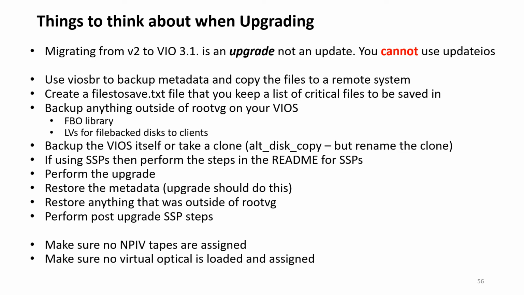We're going to take a backup. I also create a files to save.txt file, and in that I have a list of files that I think are important that I want to save. And it saves them in a specific directory off of home/padmin. I back up anything outside root VG, and like I've said before, I take backups, I do my upgrade. The upgrade should restore the metadata, and then I can go and restore anything outside of root VG, and I can do my post-upgrade steps.